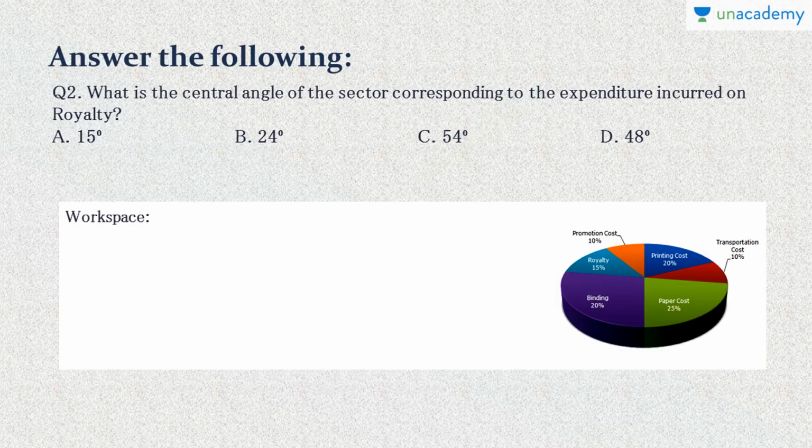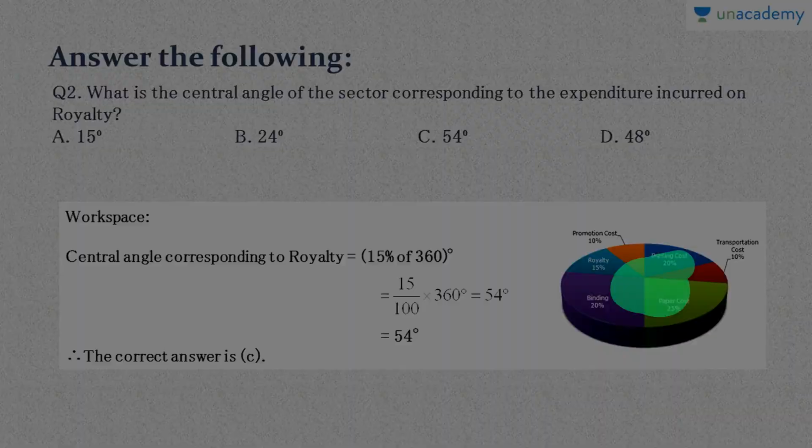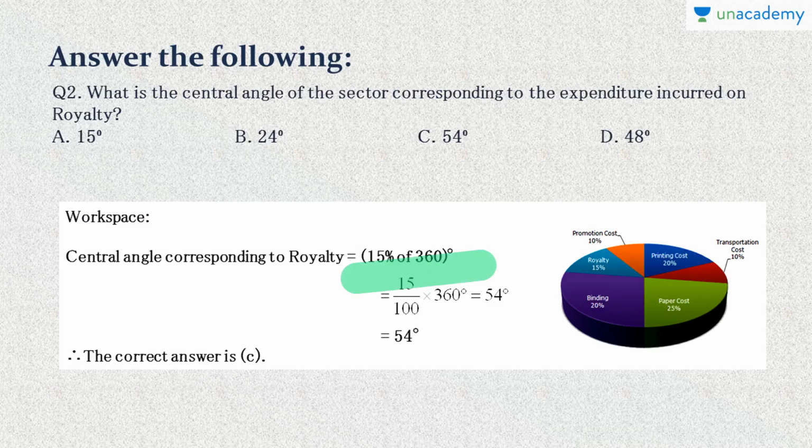Next question. Question 2. What is the central angle of the sector corresponding to the expenditure incurred on royalty? All we have to do is convert this percentage of royalty, that is 15%, to degrees. How can we do that? The total degree is 360 degrees. So I'll just take 15% of that. 15% of 360 degrees will give me 54 degrees, which is my answer.